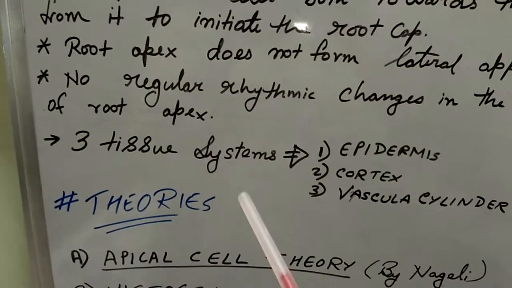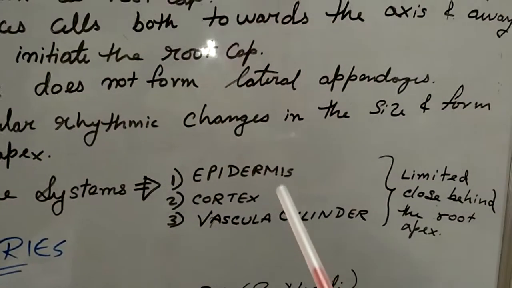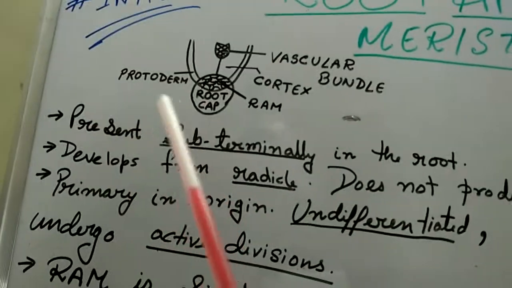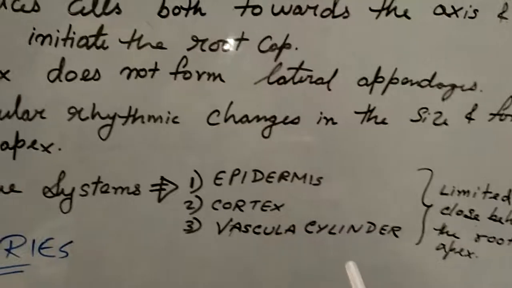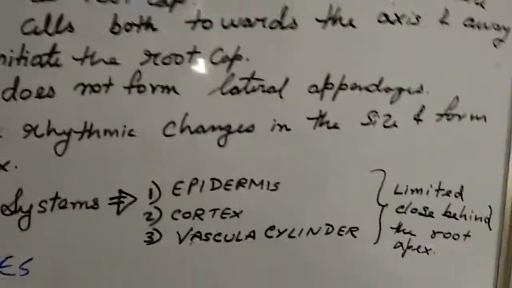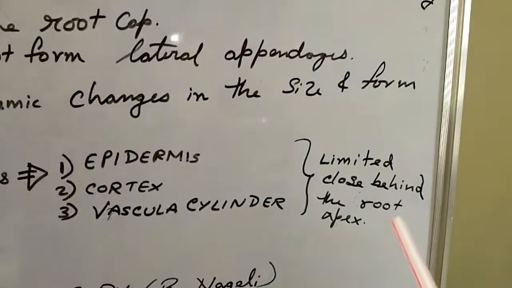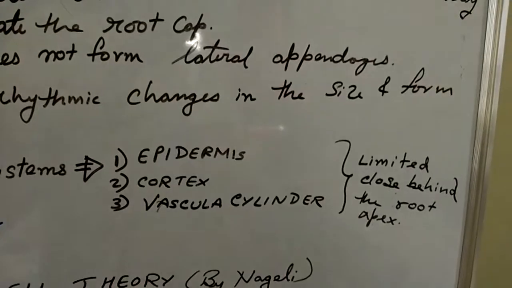The three tissue systems found in root apical meristem are epidermis, produced from protoderm. If you see the diagram, protoderm or epidermis; cortex, here is the cortex; and vascular cylinder or vascular bundle. And these are limited close behind the root apex. These are present behind the root apex.